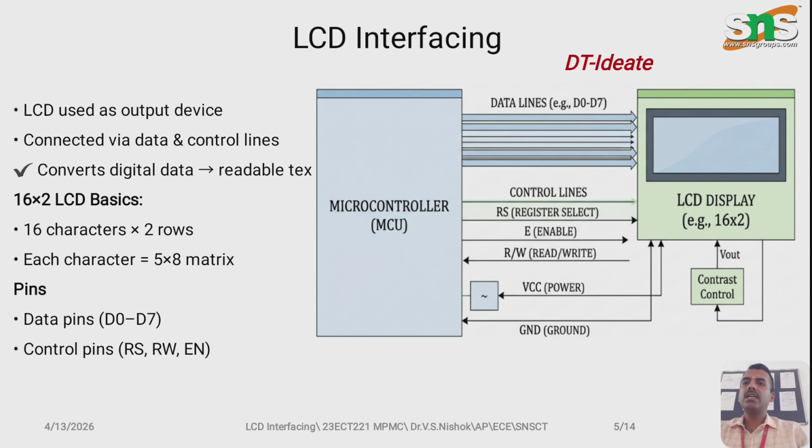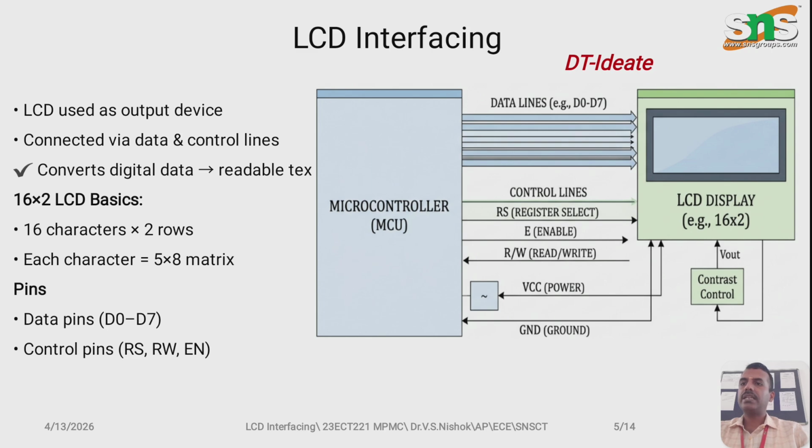LCD is used as an output device. LCD represents the liquid crystal display, which is an optical device, connected via data and control lines. Here in the diagram we can see the control lines below and the data lines above, the 8-bit data lines D0 to D7, and control lines like register select, enable, read and write, etc. The remaining pins are VCC and ground.